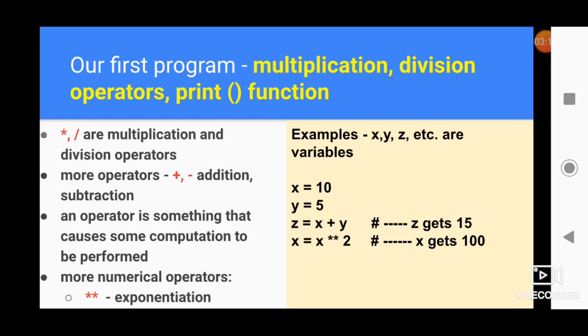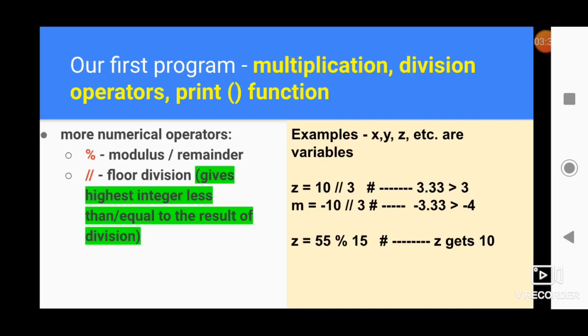So this 100 value, where is this going? This is going in the variable x only. That means the present value of x, which is 10, is being replaced by the outcome of the exponentiation of 10 being raised to power 2.